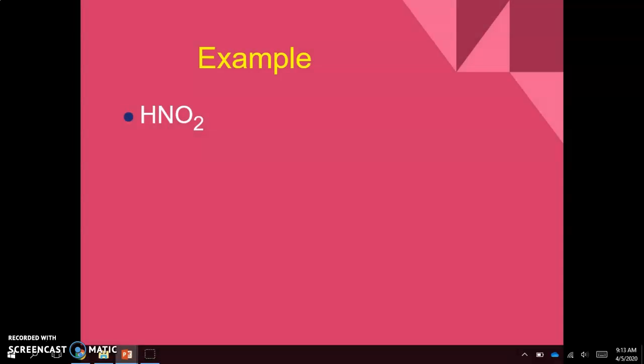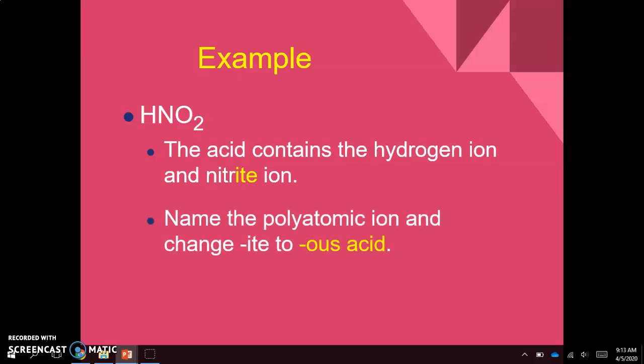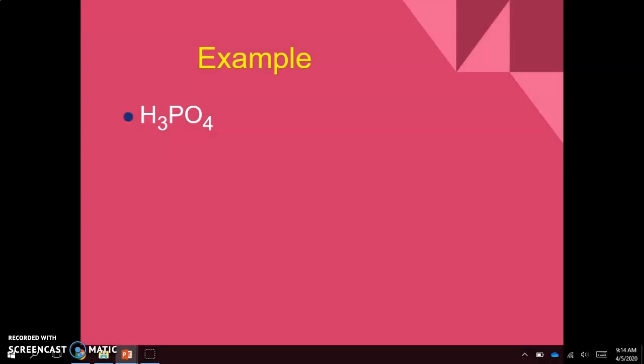All right, so here's HNO2. So the acid contains the nitrite ion, okay? Again, you can find that in your polyatomic reference table. So we're going to name the polyatomic again, and we're going to change the ITE to OUS, okay? So ATE becomes IC, ITE becomes OUS, okay? So instead of having nitrite, we will now have nitrous acid, okay? There is oxygen present, so we do not use that hydro prefix, so this is just nitrous acid.